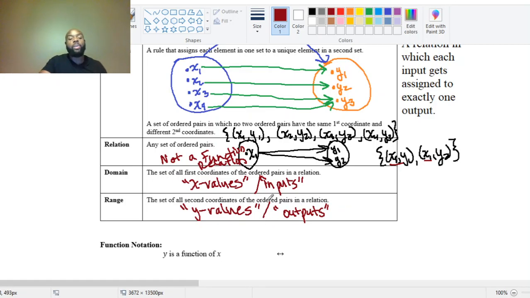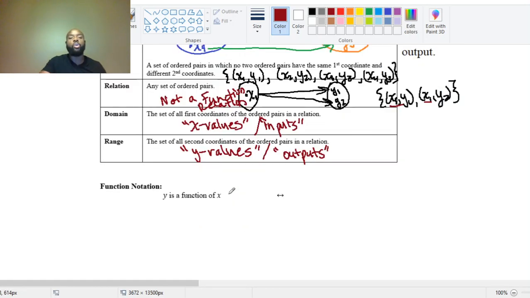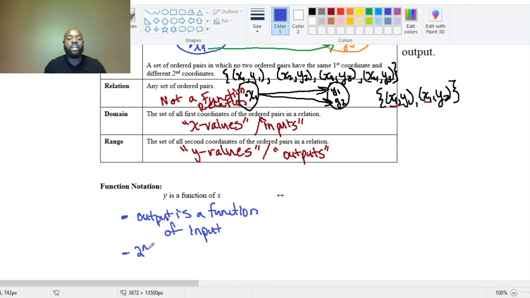All right. Once we know that something is a function, we usually write that y is a function of x. Now, sometimes we try to stay away from always using x and y because those are not always your variables, right? But I'm going to stay consistent with your textbook this time. Instead of saying y is a function of x, you can always say that your output is a function of the input. That's one way that you can write it. Or you can say your second coordinate is a function of your first coordinate.